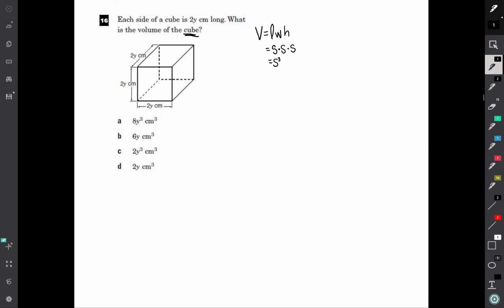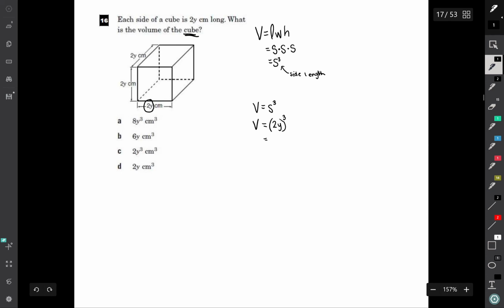So let's think about this. We want to figure out what the volume is. So volume is equal to S exponent 3, where S is the side length. Now we're going to replace S with 2y, because that's what our side length is. Our side length is 2y. So I'm going to have V equals (2y) exponent 3.